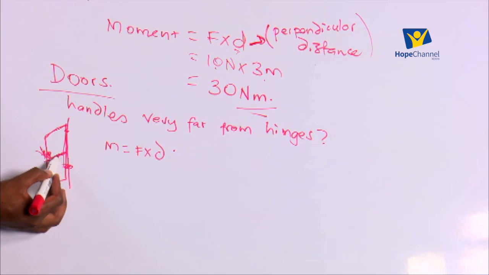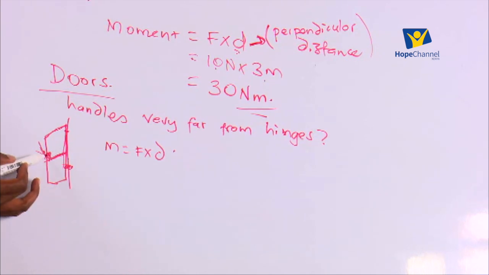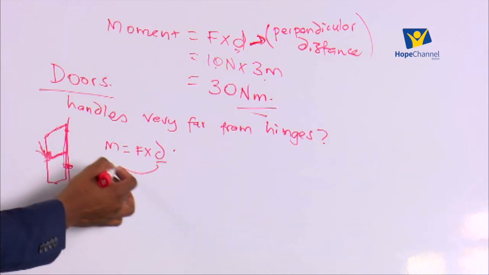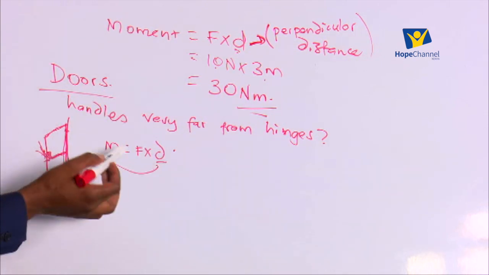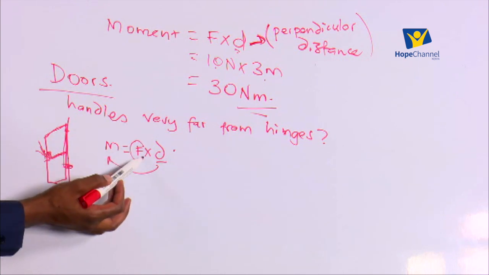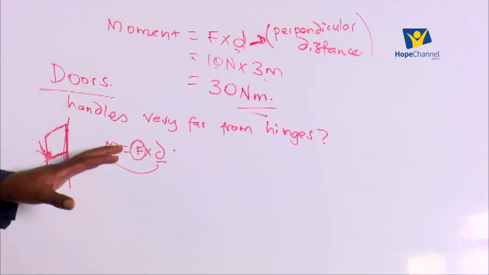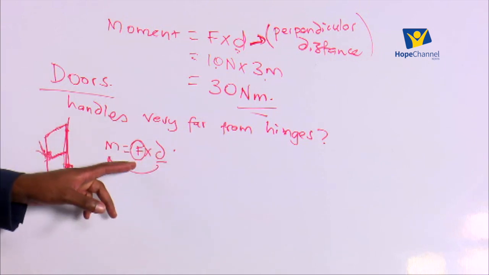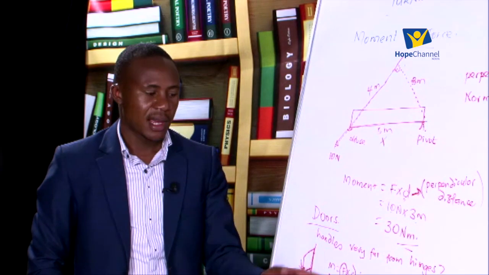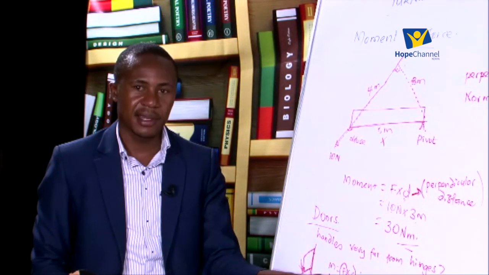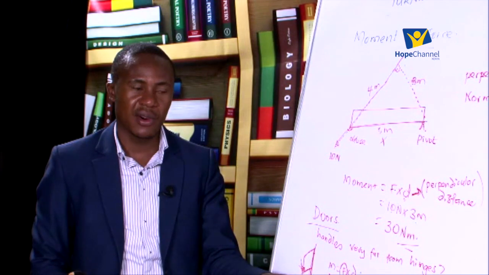So when the distance is increased, then this perpendicular distance will also be increasing. When the perpendicular distance increases, the moment increases. That means we can use less force in opening and closing the door. If the distance is too short, a lot of force will be required to open that door. If the distance is big enough, then we can use a relatively smaller force to open or close the door.